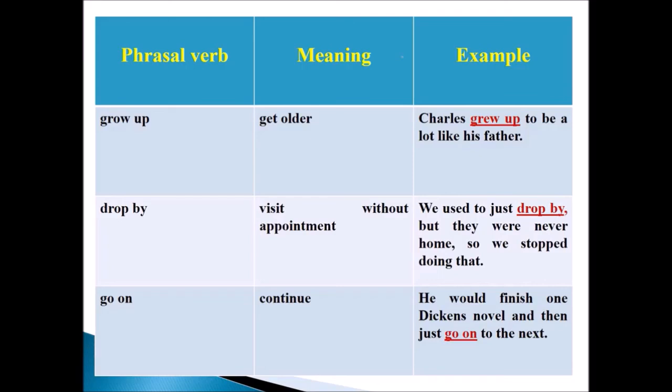The next phrasal verb is go on. Go on means continue. Example sentence. He would finish one Dickens novel and then just go on to the next.